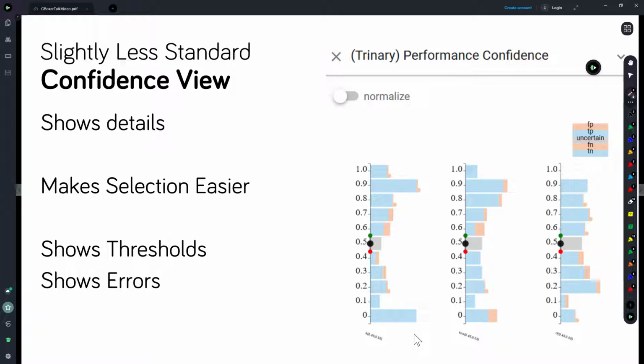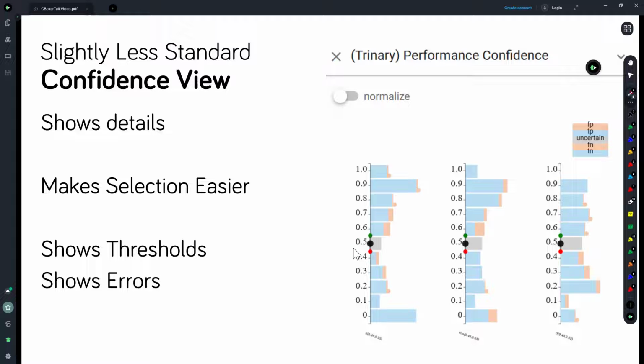Now, we have a slightly less standard thing called a confidence view, which shows the various scores on the vertical axis. For each score, it's a histogram that shows how many items have that score. And for each one of those, it shows how many are correct in blue and how many are incorrect, that's the pink. This requires us to have the thresholds. In fact, you can see the no decisions because this uses the dual thresholds.